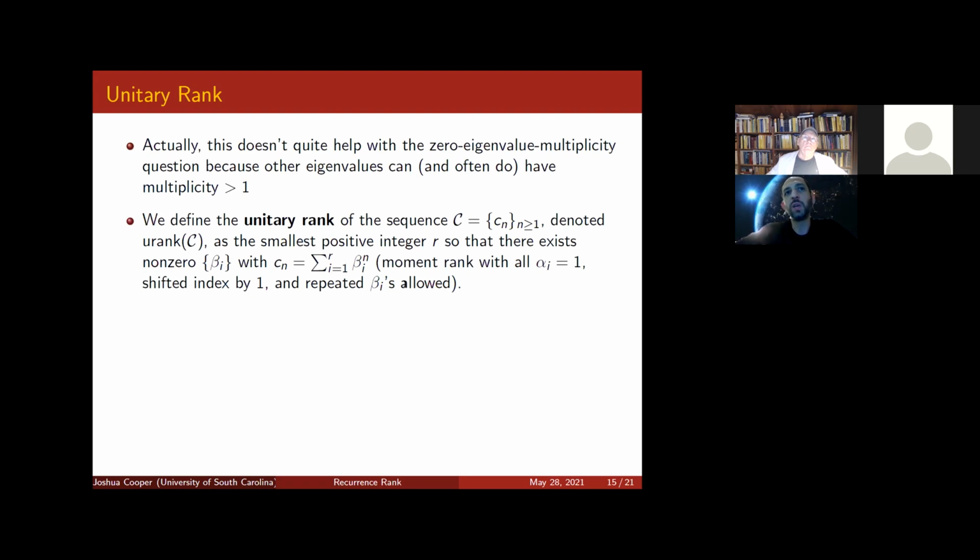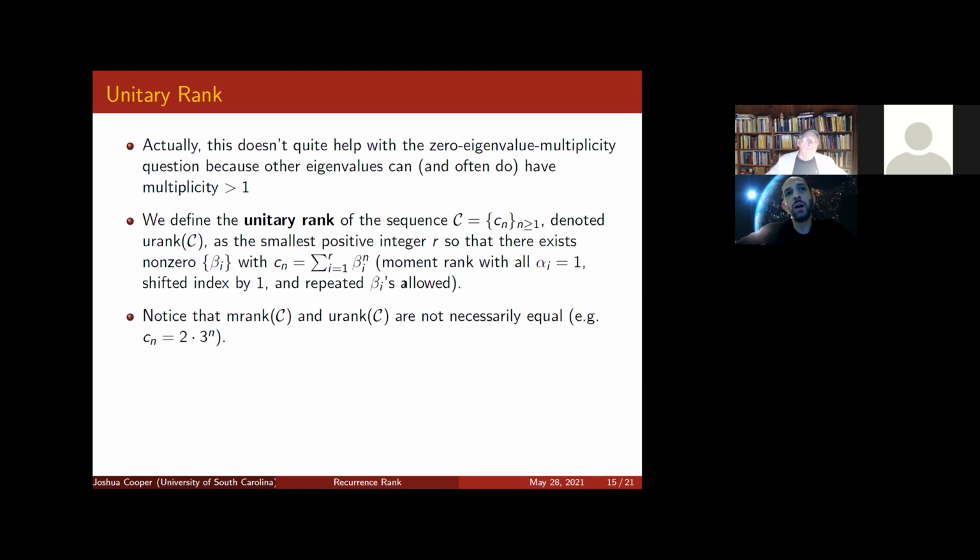So think of the alphas as being 1. Also, the index is shifted from 0 indexed to 1 indexed. So we're just writing Cn as a sum of powers of R betas instead of a linear combination of R betas. And notice they can differ. This is really a different definition.